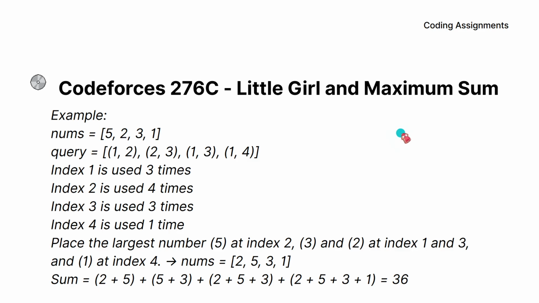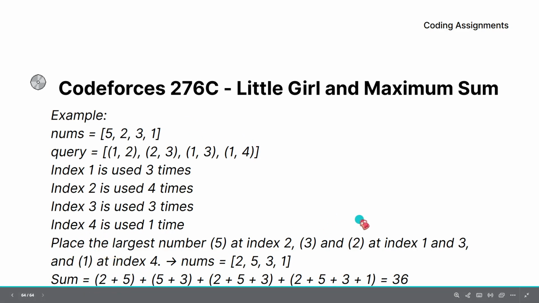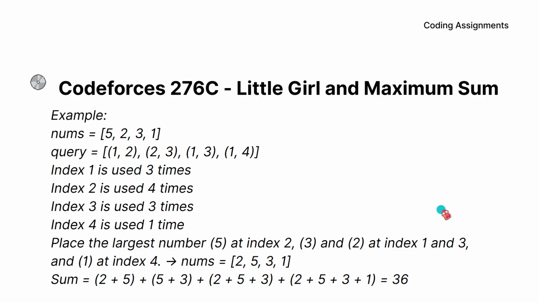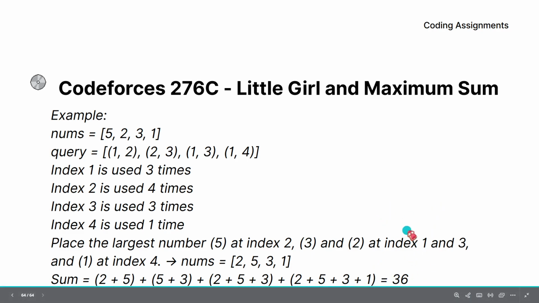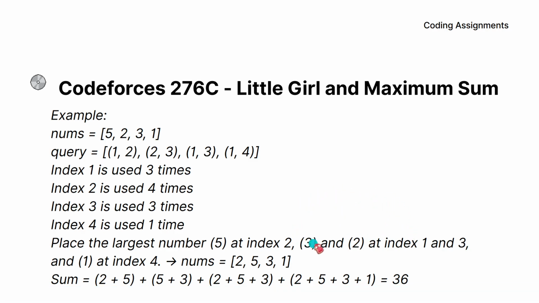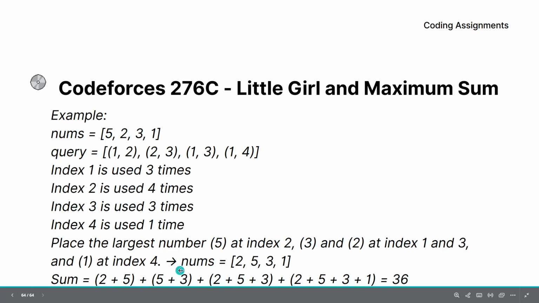And I have one example to clarify my explanation. We have the array nums, which is 5, 2, 3, and 1, with queries (1, 2), (2, 3), (1, 3), and (1, 4). The largest possible sum that I can get from all the queries after rearranging the array will be 36. And so how can we rearrange the array to get this?